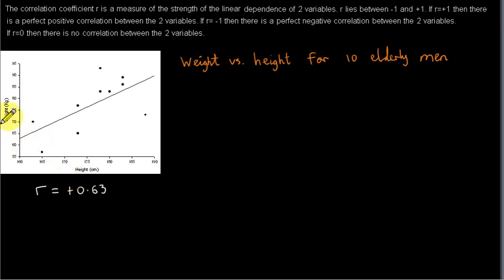Here we have a graph of weight versus height for 10 elderly men. What does this graph mean? Let's take this point here. This point represents one of these 10 elderly men. His height is 165 centimeters and his weight is about 57 kilograms.